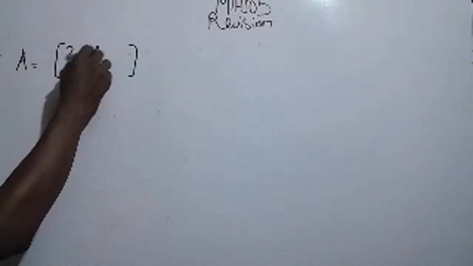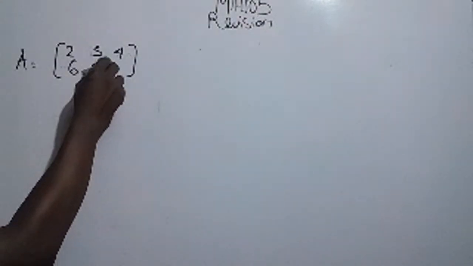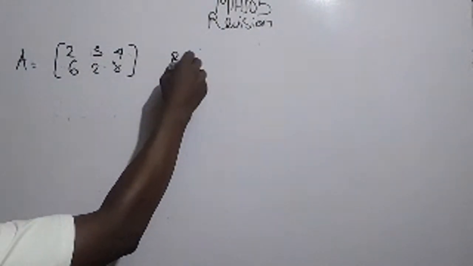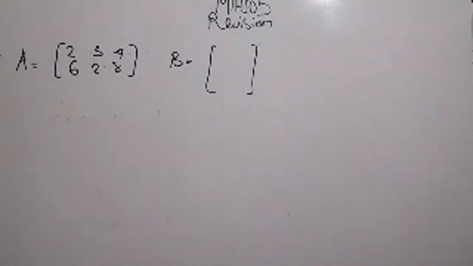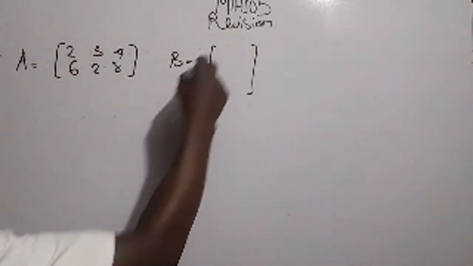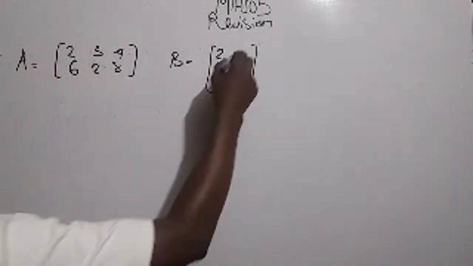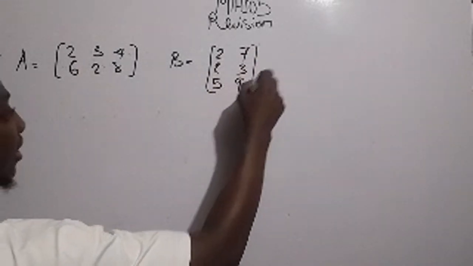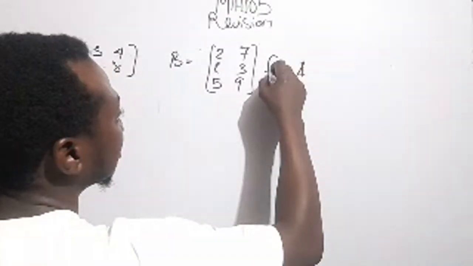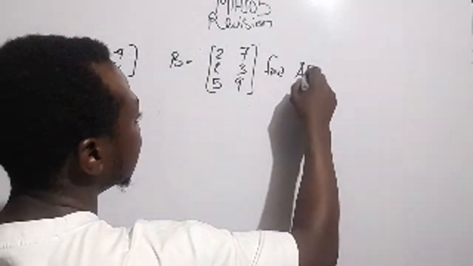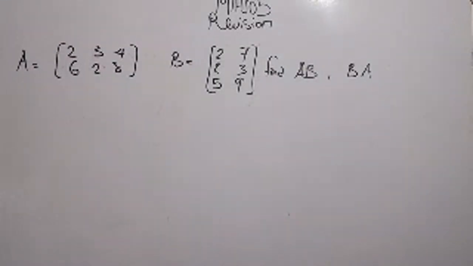A is 2, 3, 4, 6, 2, 8. Then you have B as 2, 2, 5, and 7, 3, 9. Then you can multiply. You can say find AB, or find BA. Simple. How do you go about it?